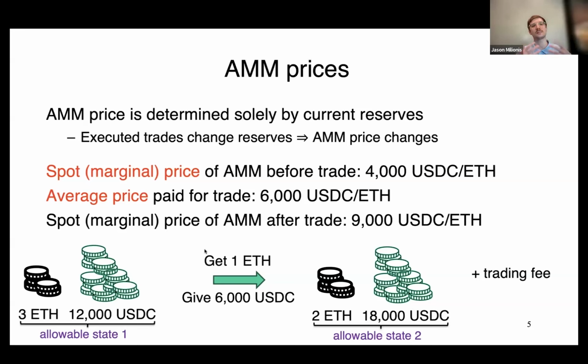And then there's also the spot price of the AMM after the trade. So how much it would cost to obtain an infinitesimal quantity of Ethereum from the pool after the trade. And that would be, in this particular example, $9,000. So you can see that as the reserves actually change in the pool, the marginal price actually ends up also changing, and the average price is different than these prices.